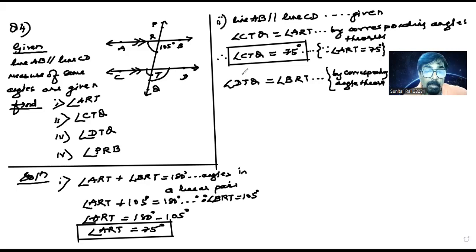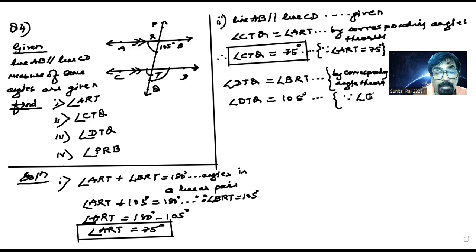Now look at it. What is the value of angle BRT? 105 degrees. So naturally angle DTQ equals 105 degrees because angle BRT is 105 degrees. Sure, children, I hope people understood me here. This is the third answer, children. Mark it as the third sub question, and this is the answer. I put it in a box.